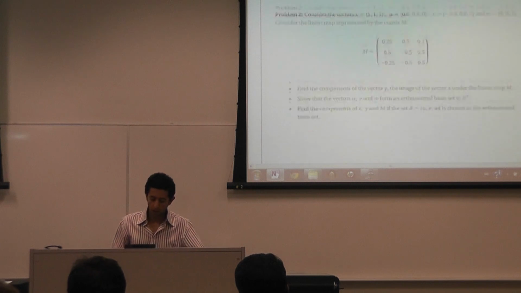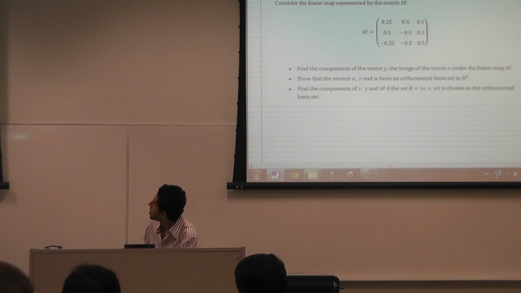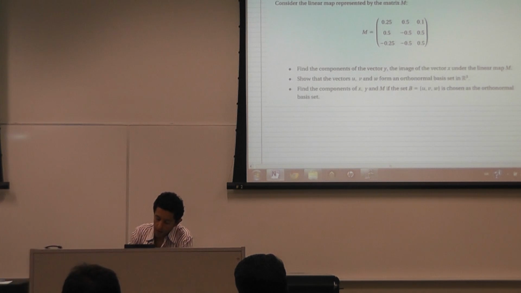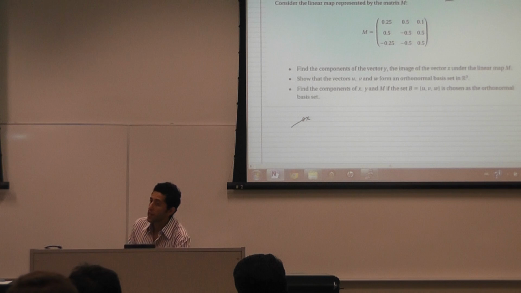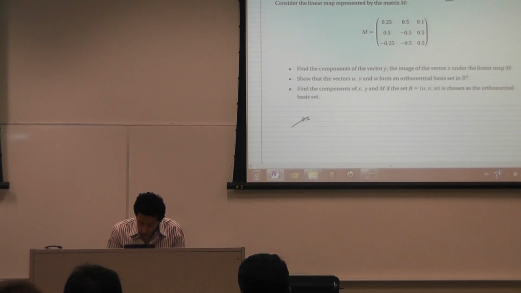There is an example here to show how to do this. You have a vector x, a vector u, a vector v, and a vector w, and we have a linear map represented by the matrix M. So I have x here, and I have u, v, and w. And I chose u, v, and w. If you pay close attention, u, v, and w are orthogonal.